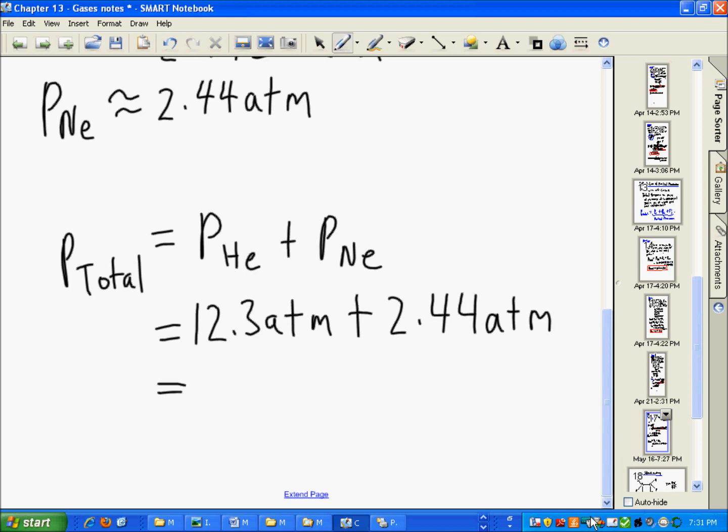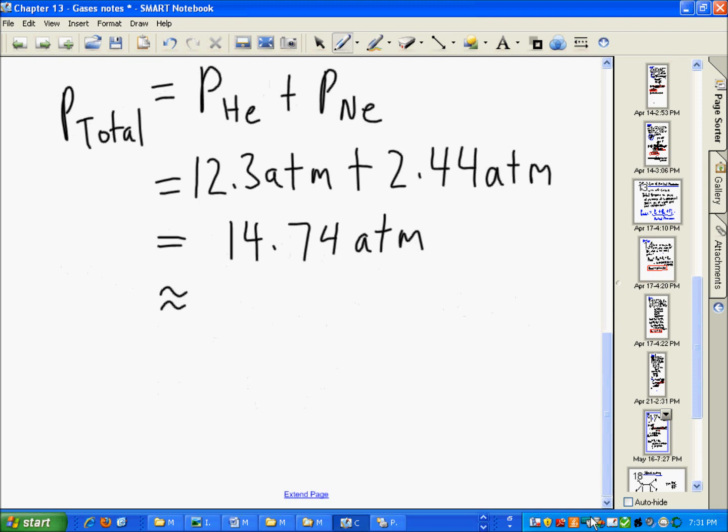So that's equal to 14.74 atm, which rounds to 14.7, because the rule for addition is to round to the last significant place, which in this case is the tenth place.